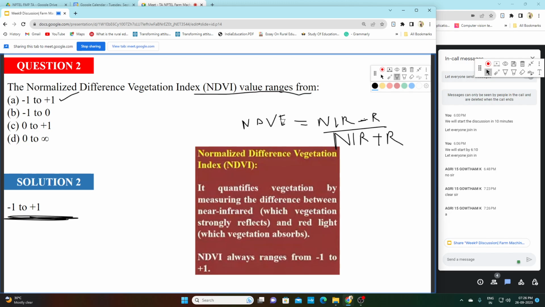Because in the formula itself you can see, NIR plus R is at the bottom, so the denominator is more than the numerator in magnitude, so it will be always less than 1 in magnitude, and the sign could be reversed, that is R could be greater than NIR, so that is why it is going from -1 to +1. So option A is your correct answer. Okay, so let me move to the next question.